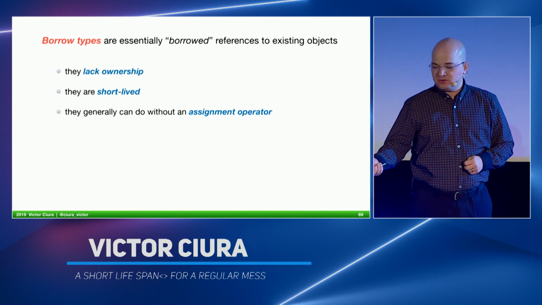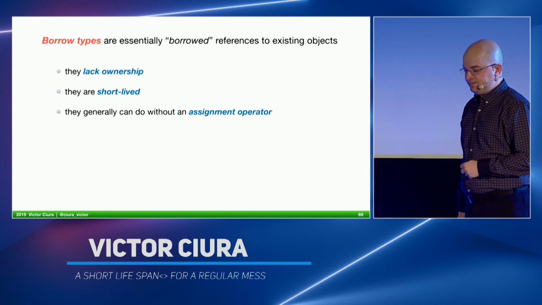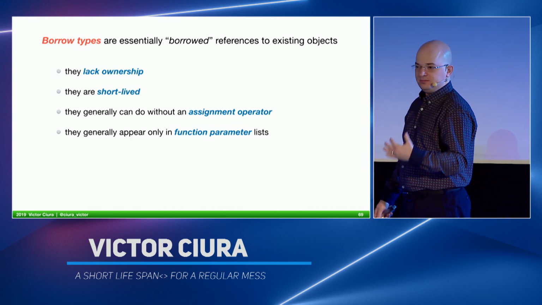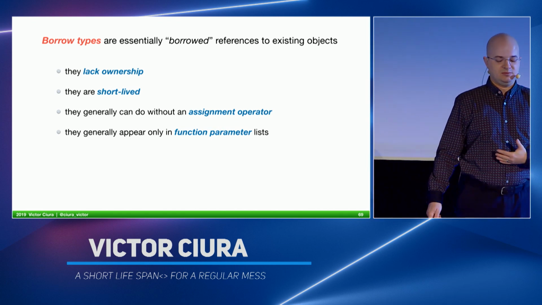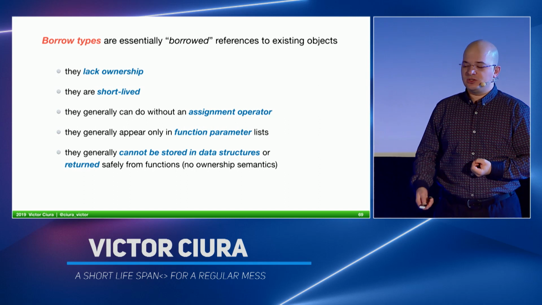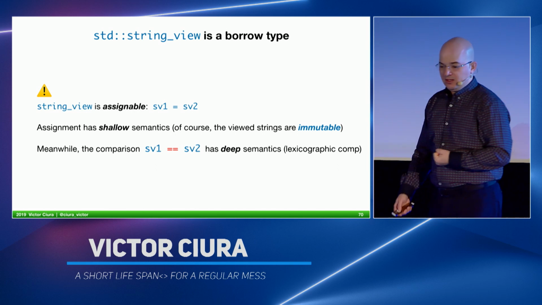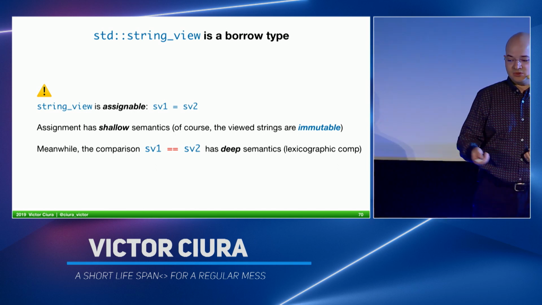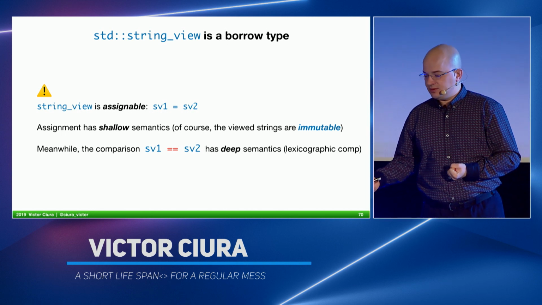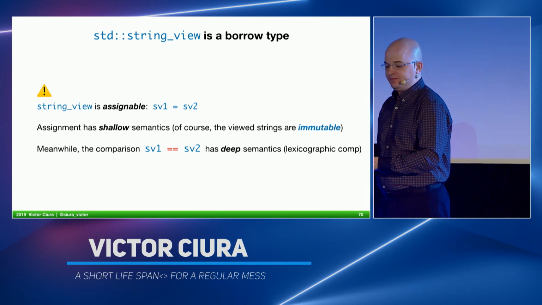They can generally do without an assignment operator, but we shall see that it's not always the case, like it's not for string view. They generally appear only in function parameter lists, and this should be the takeaway. This would be the safest point to use them. And they cannot be safely stored in data structures or returned from functions. So you have to be very careful there. But string view is assignable, because it's convenient. But assignment has shallow semantics. So this works because the underlying strings are immutable, so they cannot change from under you.